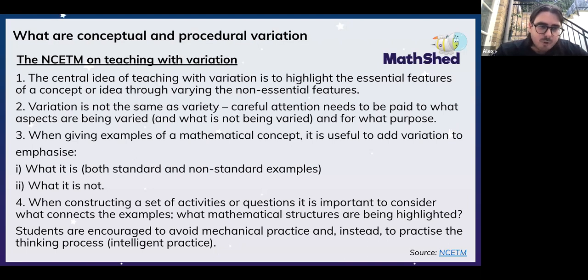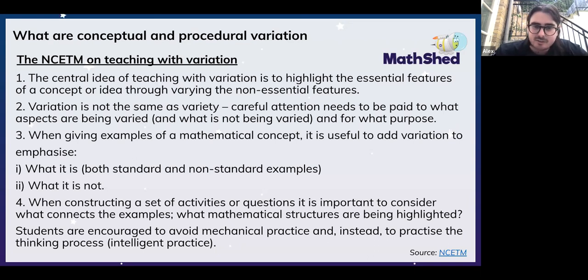So when giving examples of a mathematical concept, it is useful to add variation to emphasize what it is. So both standard and non-standard examples, which we're going to look at later, and also what it is not. So it's a bit like teaching kids words, like doing vocabulary work and having them think about synonyms and antonyms as well to really embed that understanding of that concept or term.